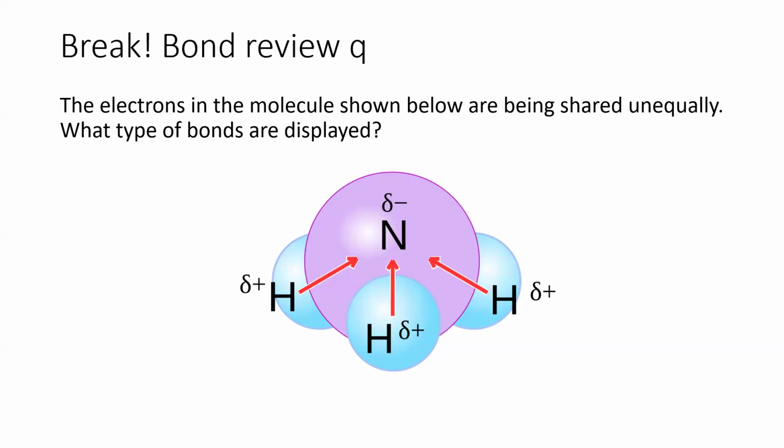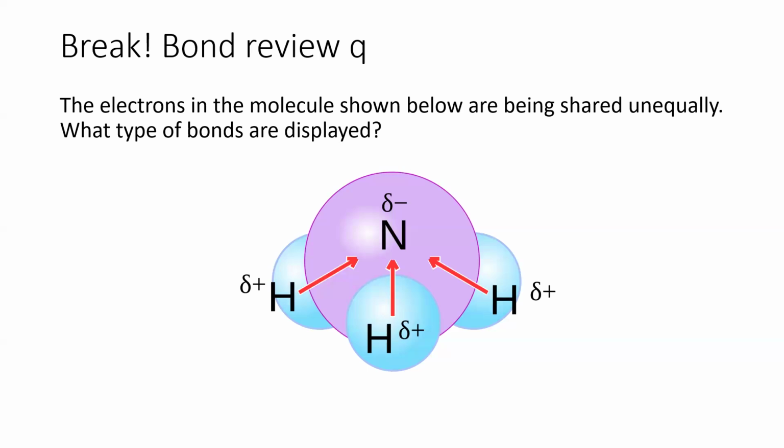Another key to answering this question, I tell you that they're being shared unequally. That's our definition of a polar covalent bond. Covalent bonds involve electron sharing, and then the unequal sharing is the polarity. Does that make sense to everybody, how we got that?